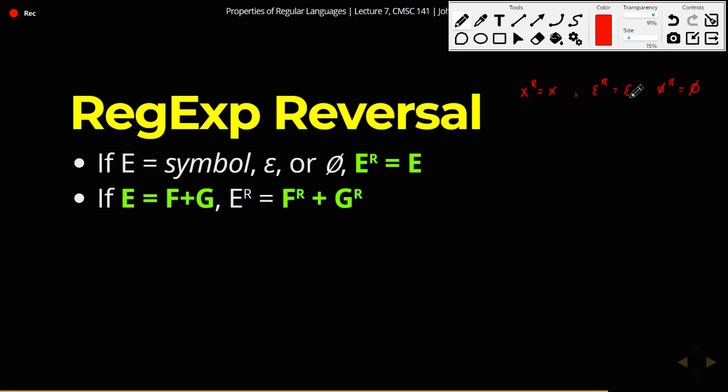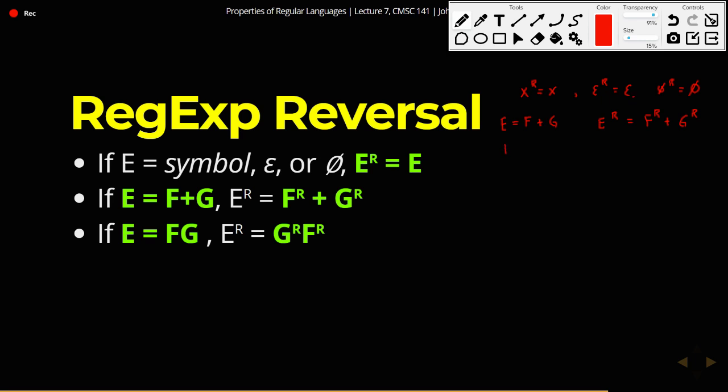Now, if we use union, for example the union of f and g, the reversal of this expression would be the individual reversals of the two expressions: the reversal of f union the reversal of g. Okay, so that's for union.